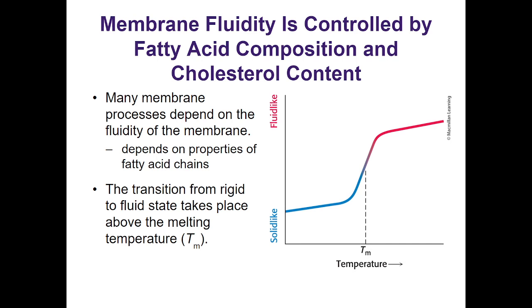Similar diffusions. So your membrane fluidity is going to be controlled by fatty acid composition and cholesterol content. Many membrane processes will depend on the fluidity of the membrane. This depends on the properties of your fatty acid chains. The transition from rigid to fluid state takes place above the melting temperature for any given membrane system. And so this would be fluid-like, this red part, this would be solid-like. Ideally, we would be somewhere in the middle grounds. We don't really want to be either, do we? Yeah. We want to be a little bit of both.